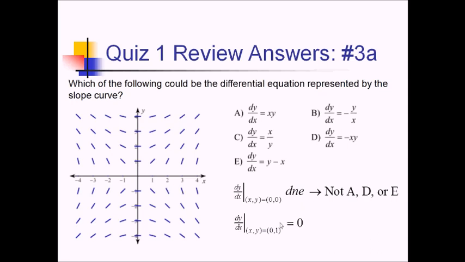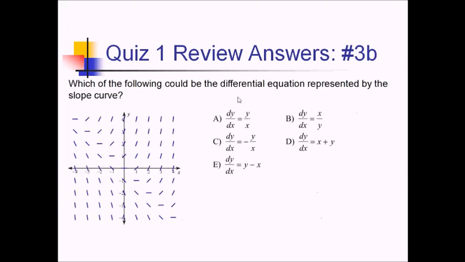Let me see what happens when I plug in 0 and 1 for x and y in these two answer choices. So for choice B, this gives me 1 over 0, which is undefined. And in choice C, this gives me 0 over 1, which is very much defined, as 0 actually. So choice B then can be eliminated, leaving us with choice C.